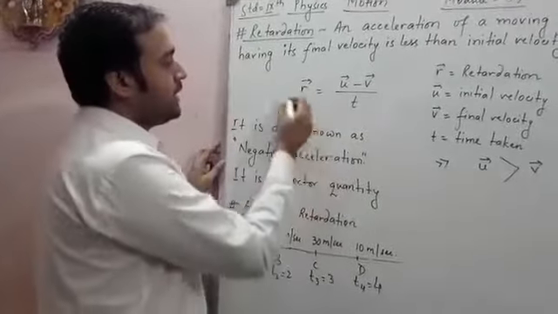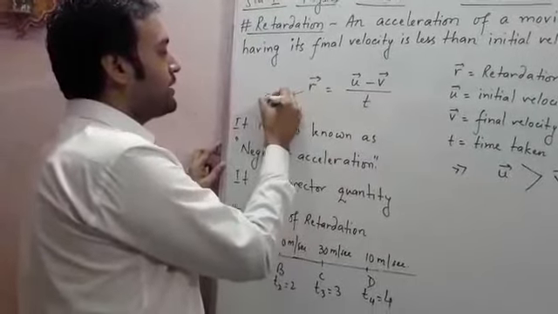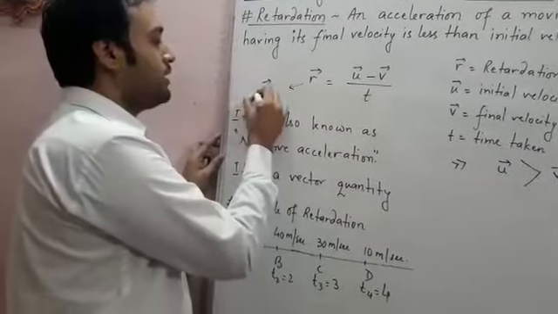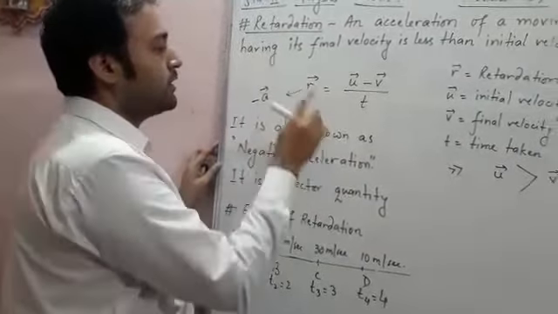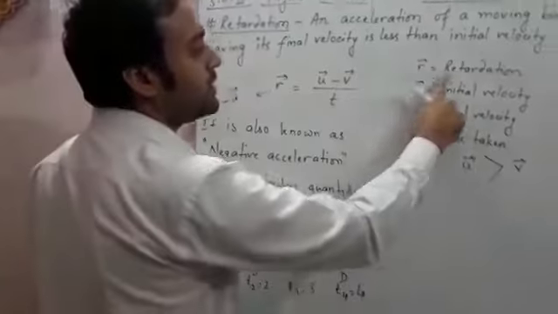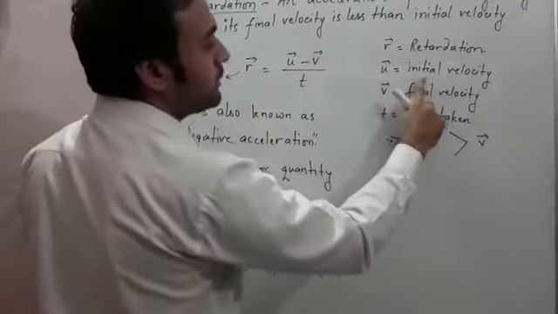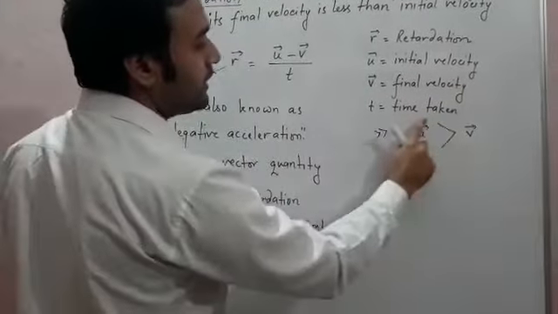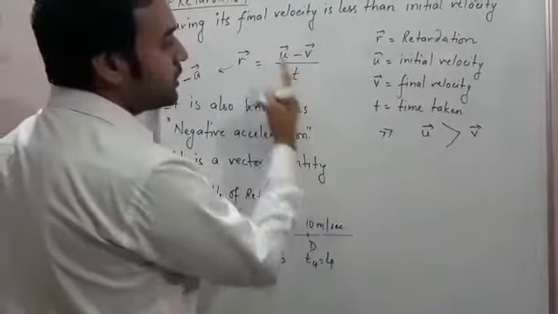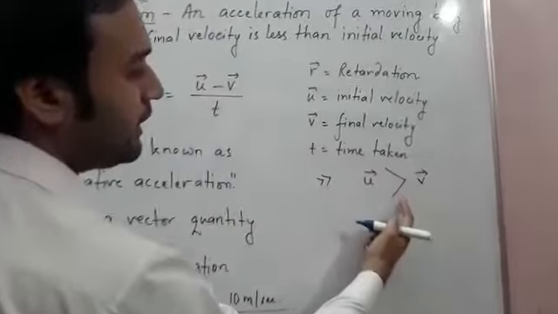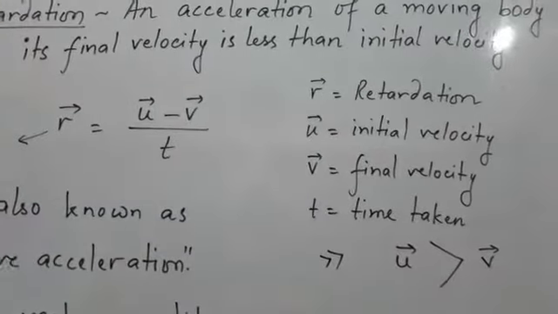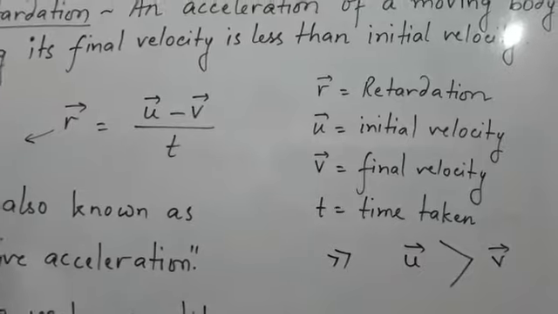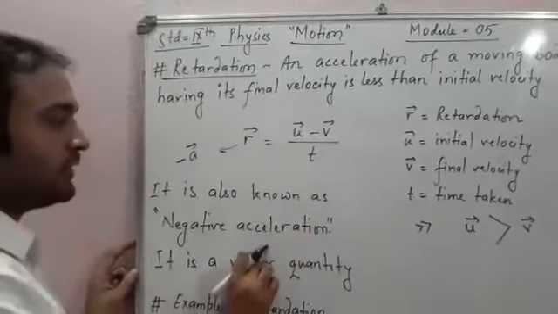It is also denoted by acceleration, and here it contains a minus sign. R denotes the retardation, U denotes the initial velocity, V is the final velocity, and T is the time taken. Note that here the initial velocity is greater than the final velocity. It is also known as negative acceleration.